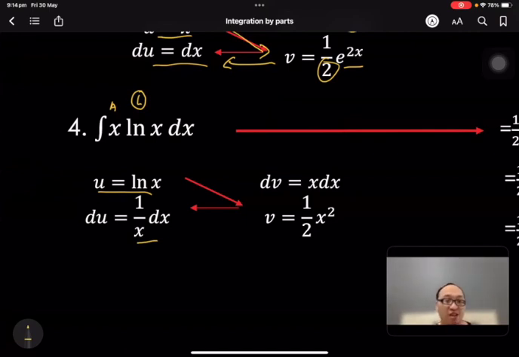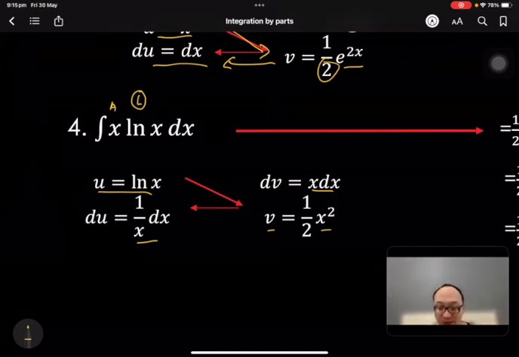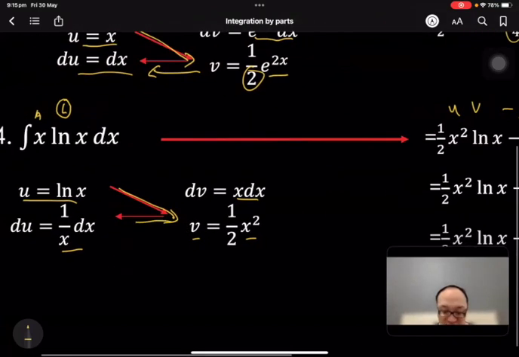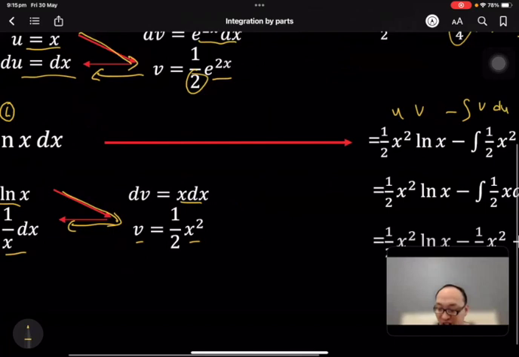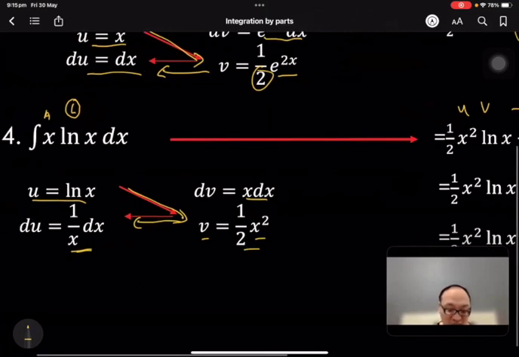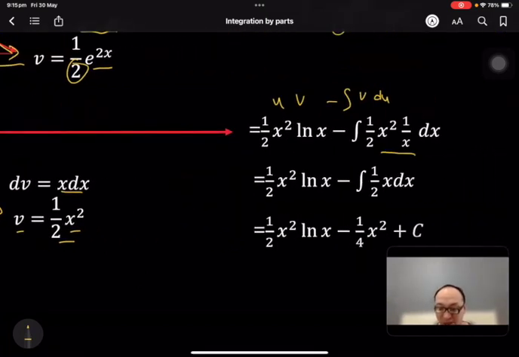Remember the basic differentiation and integration, yeah? And dv is x dx. So v, this is a normal power rule, so half x squared. So again, uv minus integral v du. So it's ln x times half x squared minus integral half x squared times 1 over x. The first part, we can just copy it. And for the second part, now we can simplify.